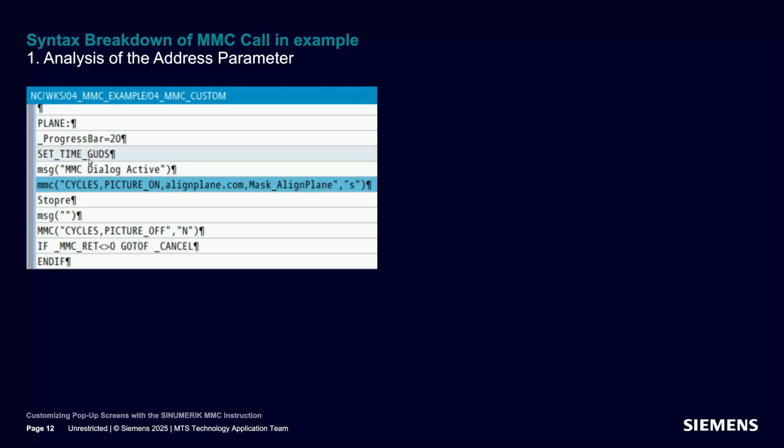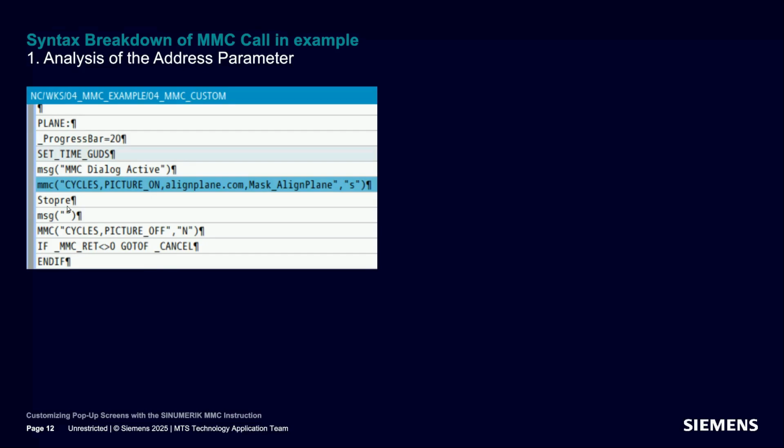accessed from the dialog. Then we put up a message command to let the operator know that the MMC dialog is active. And that's going to be important for a reason I'll show you in a moment. And then we have the call. Now, you might notice STOPRE after. For those of you who have experience programming with Siemens, you may know what that means.